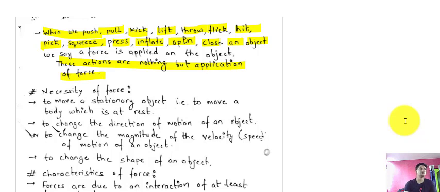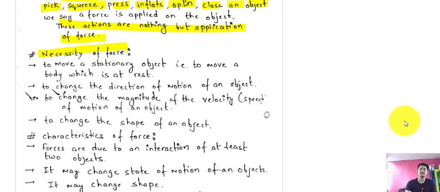So in case of numericals, it may be given like this, that if this object has been pushed or pulled by a force, these are all the applications of force. So what is the necessity of the force? The necessity of force is, first of all, to move a stationary object. For example, the body is at rest, you want to move that object, so you need to apply force. So this is the necessity of force.